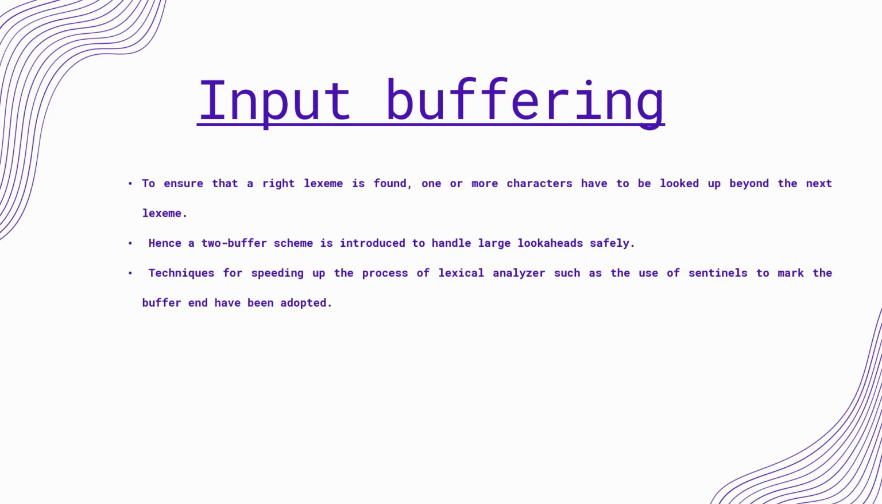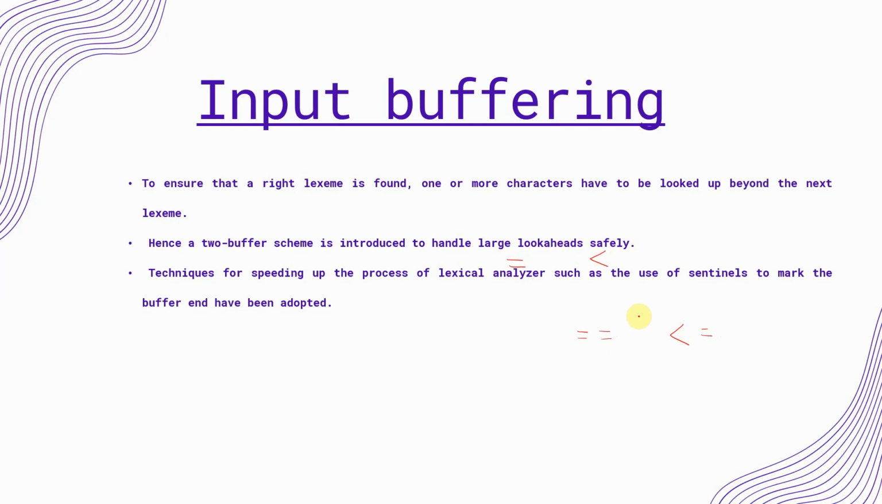In C, single character operators like equal to or less than could also be the beginning of two character operators like equal to or less than or equal to. So we need to look ahead one or more symbols in order to identify a valid token.